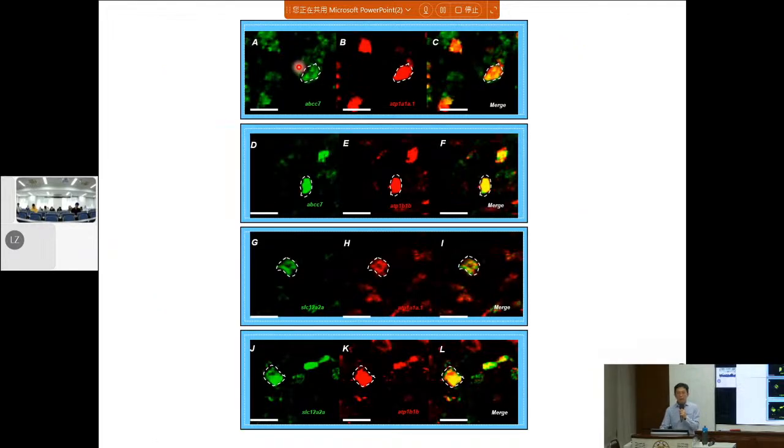So we performed double in situ hybridization, and we demonstrated that those two genes are actually located in the ionocyte. We used the sodium-potassium ATPase as a marker.